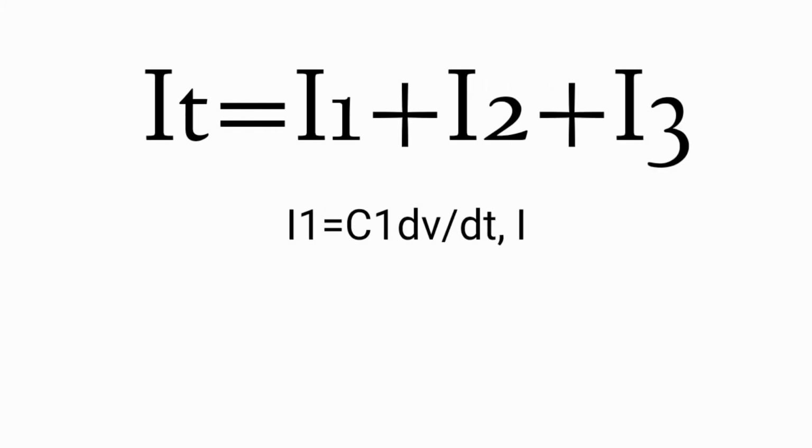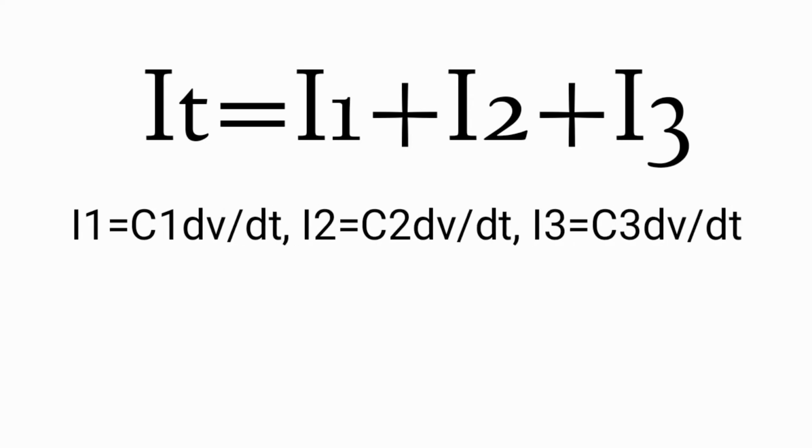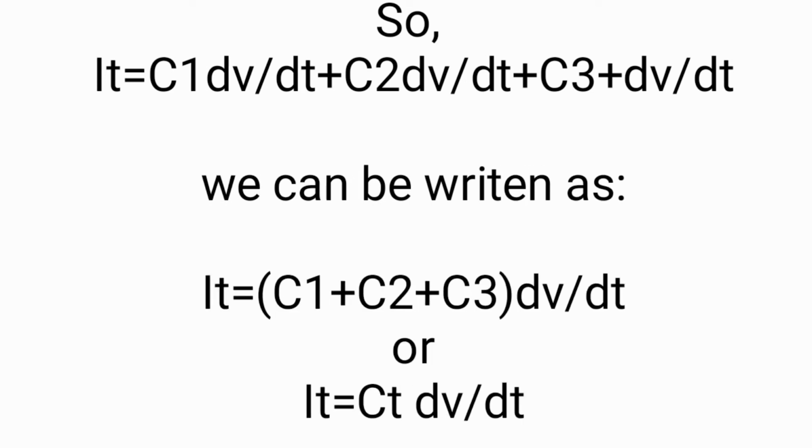We can write I1 is equal to C1 dV by dt, I2 is equal to C2 dV by dt, and I3 is equal to C3 dV by dt. Then we can define the total or equivalent circuit capacitance CT as being the sum of all the individual capacitances added together.